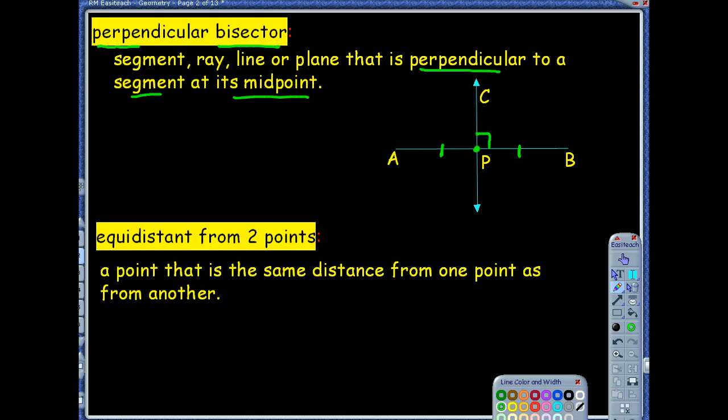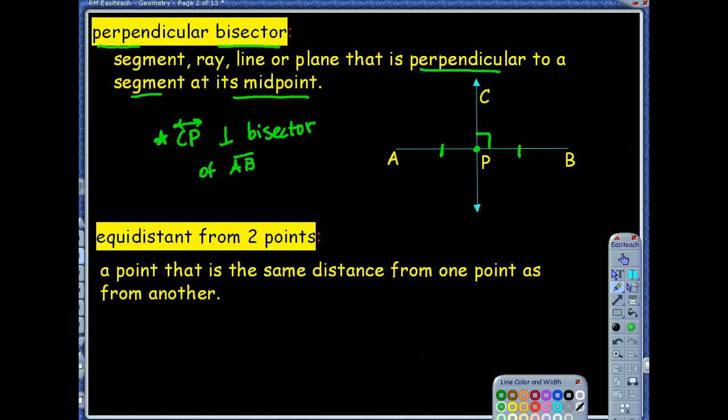All right. So in this case, this line CP is the perpendicular bisector. A lot of times you'll see a line, you'll see a ray, even a segment. So this is the perpendicular bisector of segment AB. What you explored today was something about a perpendicular bisector. So we're going to talk about that in just a minute.